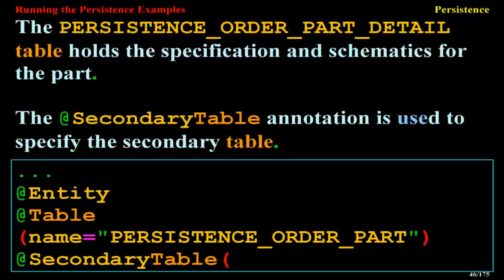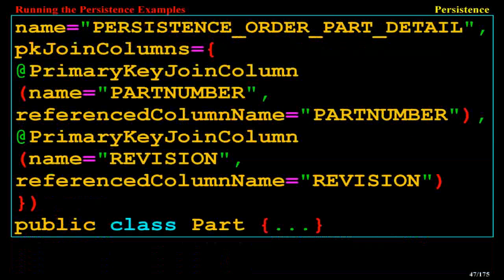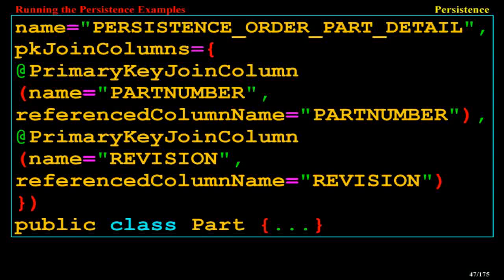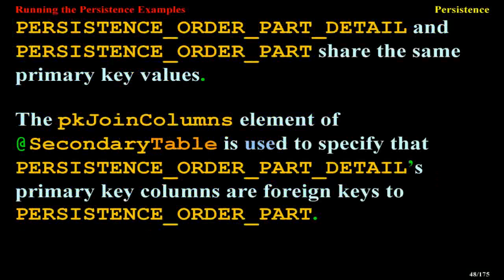Entity. Table name equal PERSISTENCE_ORDER_PART. SecondaryTable name equal PERSISTENCE_ORDER_PART_DETAIL. PK join columns equal: PrimaryKeyJoinColumn name equal partNumber, referencedColumnName equal partNumber; PrimaryKeyJoinColumn name equal revision, referencedColumnName equal revision. Public class Part. PERSISTENCE_ORDER_PART_DETAIL and PERSISTENCE_ORDER_PART share the same primary key values.